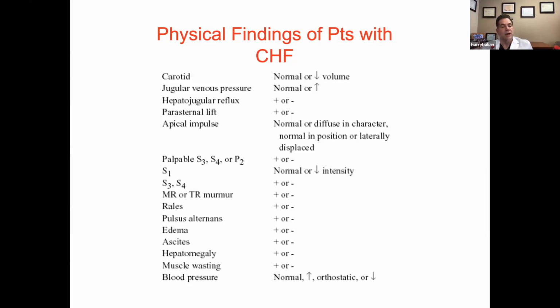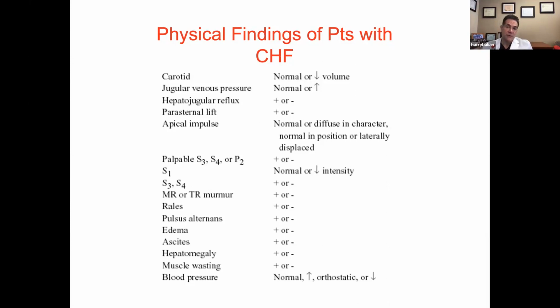S1 is when you have closure of the mitral and tricuspid valves, and it basically signals the beginning of systole. That's when you have an isovolumic contraction of the left ventricle, to the point where the aortic valve and pulmonic valve open, and the blood is ejected out. Eventually the aortic and pulmonic valves close, and that's S2, and that marks the end of systole.